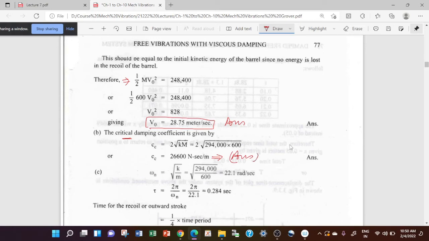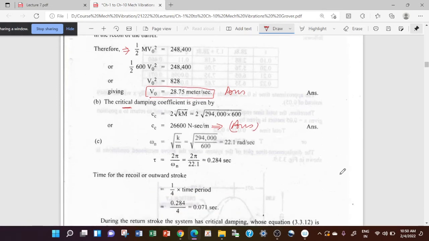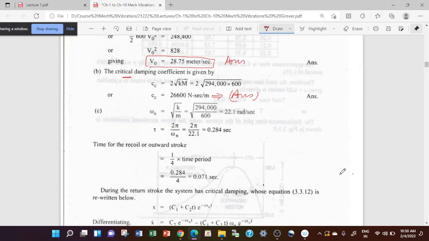Now for the third answer, for the outward stroke, there is no damper. So you get omega n, which is the square root of k upon m. It gives you the value of 22.1 radian per second. From that you can find omega n equal to 2 pi upon the time period T.